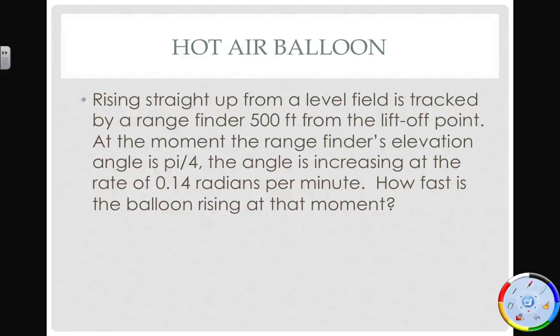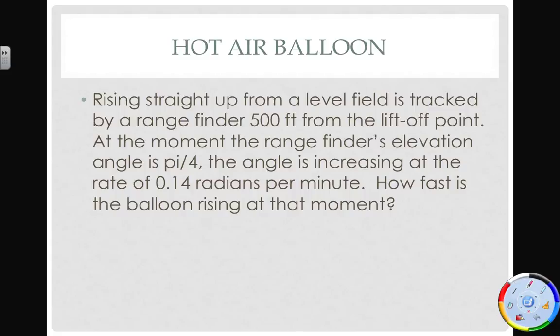All right, so first problem. We have a hot air balloon rising straight up from a level field, and somebody's tracking it. When it gets to 500 feet horizontal distance from the liftoff point, at that moment, the rangefinder's angle of elevation, if you remember that from trigonometry, is pi fourths, or 45 degrees. We're just going to leave it in radians because we usually do for calculus. And the angle is increasing at the rate of 0.14 radians per minute. How fast is the balloon rising at that moment?